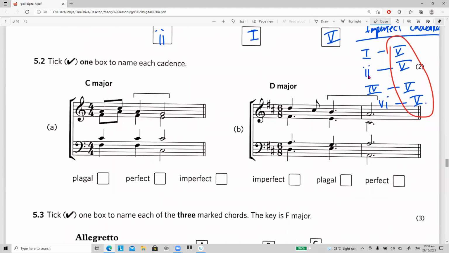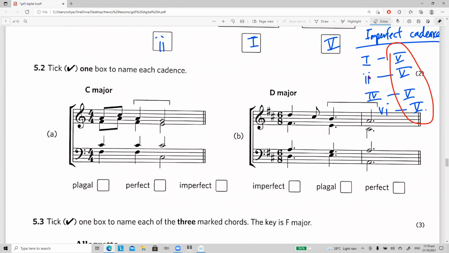Okay, next, let's look at the 5.2. In C major, as usual, you draw the chart again. The chart will help you to find the answer. So the working for this question is very important.